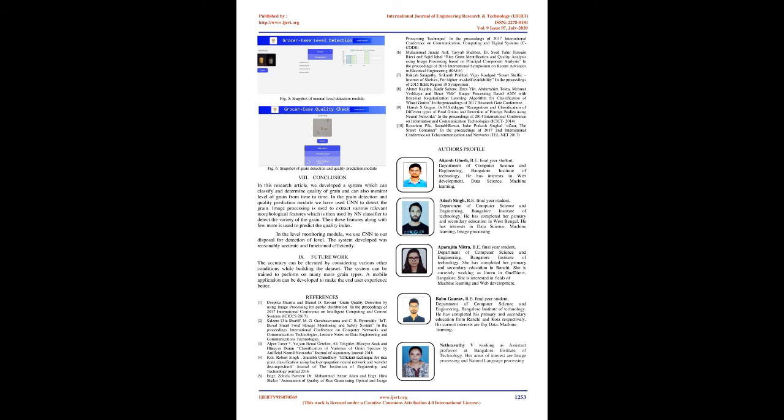8. Conclusion. In this research article, we developed a system which can classify and determine quality of grain and can also monitor level of grain from time to time. In the grain detection and quality prediction module we have used CNN to detect the grain. Image processing is used to extract various relevant morphological features which is then used by NN-classifier to detect the variety of the grain. Then these features along with few more is used to predict the quality index. In the level monitoring module, we use CNN to our disposal for detection of level. The system developed was reasonably accurate and functioned efficiently.